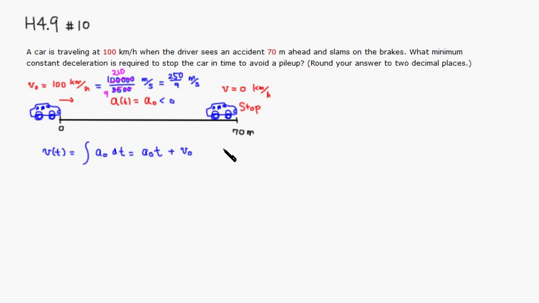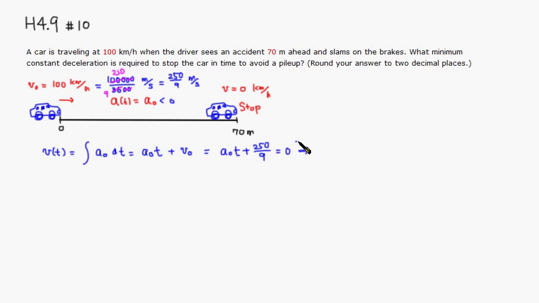So we have this formula. a0 we still don't know what it is, but v0 is plus 250 over 9. Let's say this is the velocity. We want to know when the car comes to a complete stop, so the velocity becomes 0. Let's set that equal to 0 and solve for t.